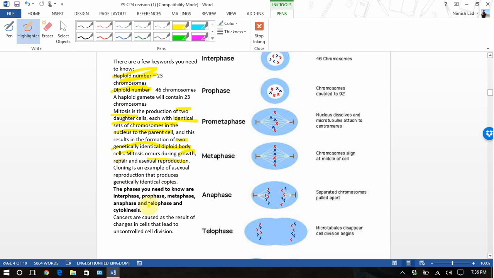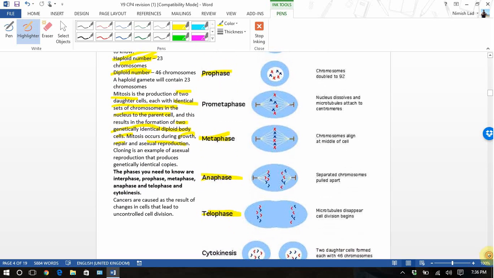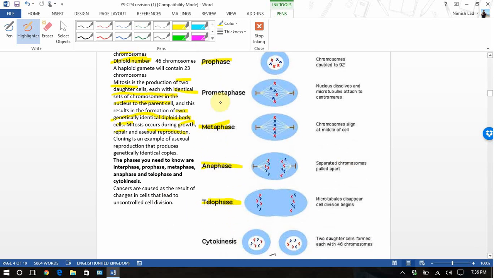So the phases you need to know are interphase, prophase, metaphase, anaphase, and telophase. Sorry, you also need to know about cytokinesis as well, which is here. Cytokinesis is where the two daughter cells form, each with 46 chromosomes.